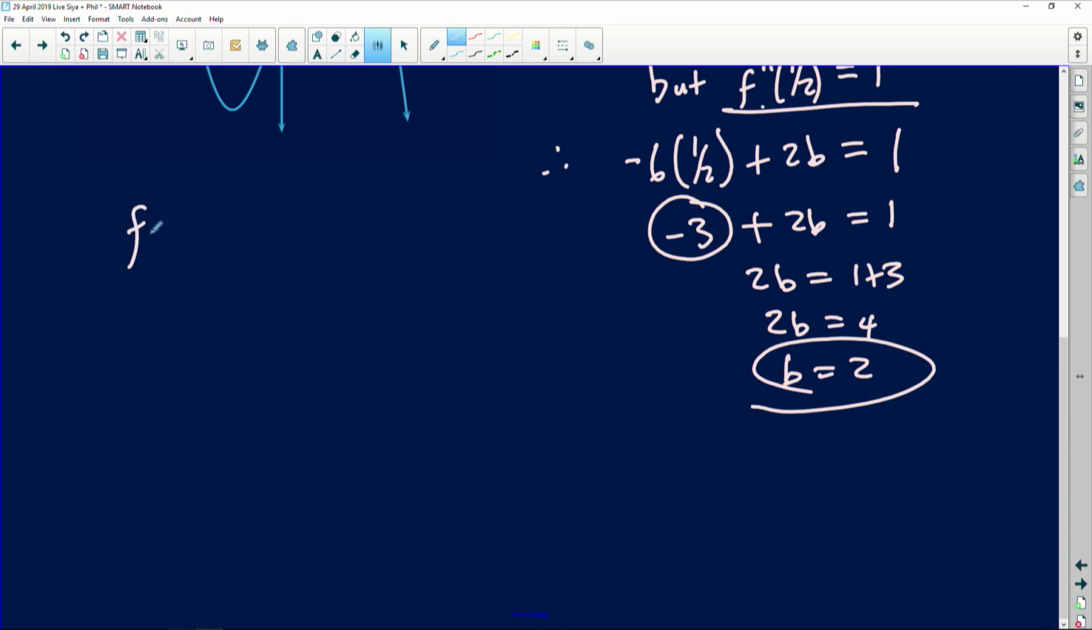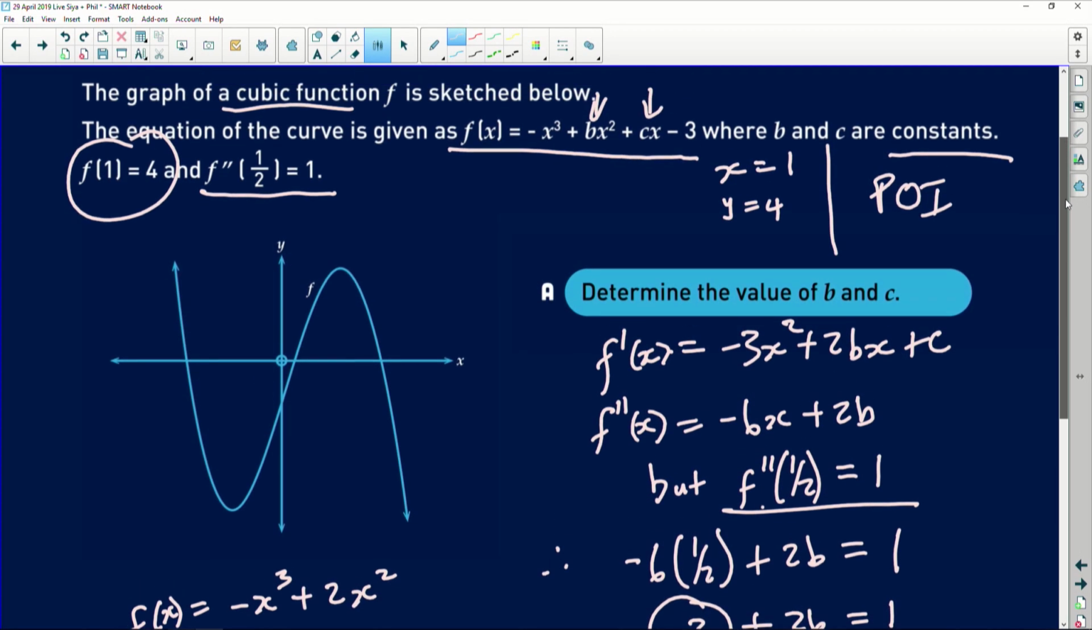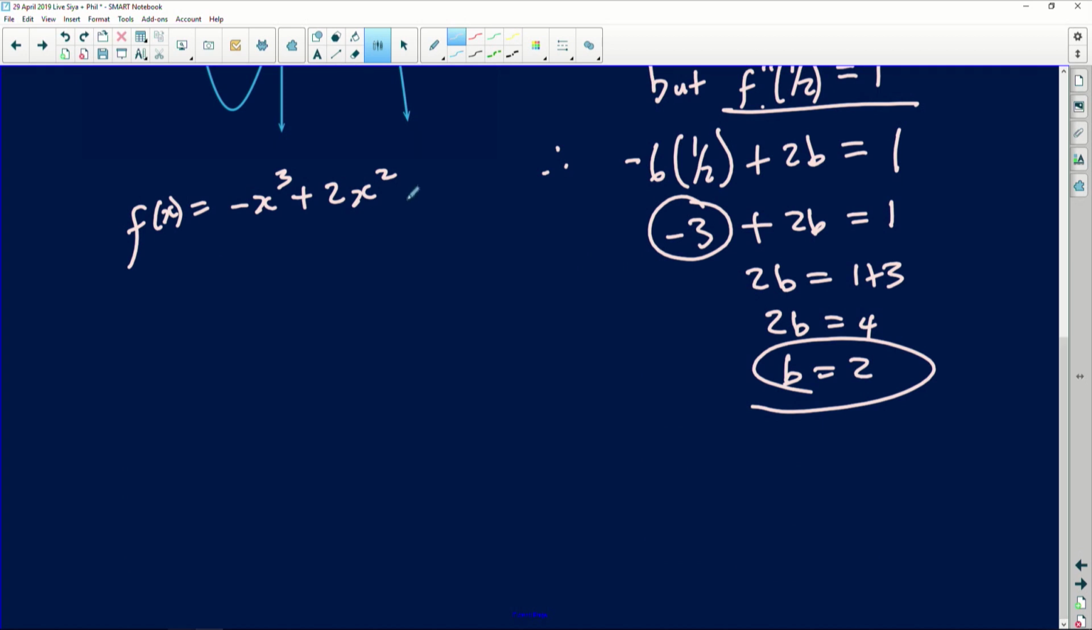So the equation was f of x is equal to negative x cubed plus 2. This is going to be 2x squared. Remember, where there's b, I substitute what I found b to be. Therefore, plus cx minus 3. But that's not where the question ends.